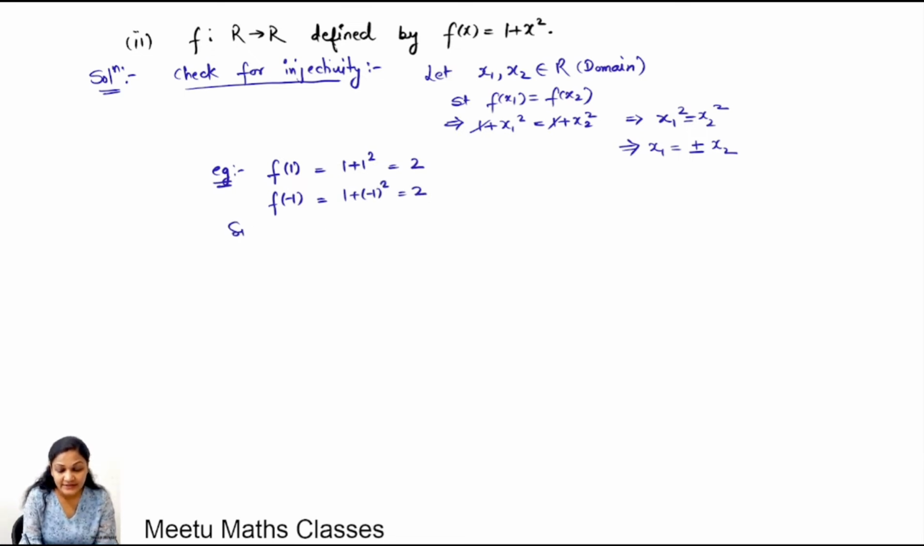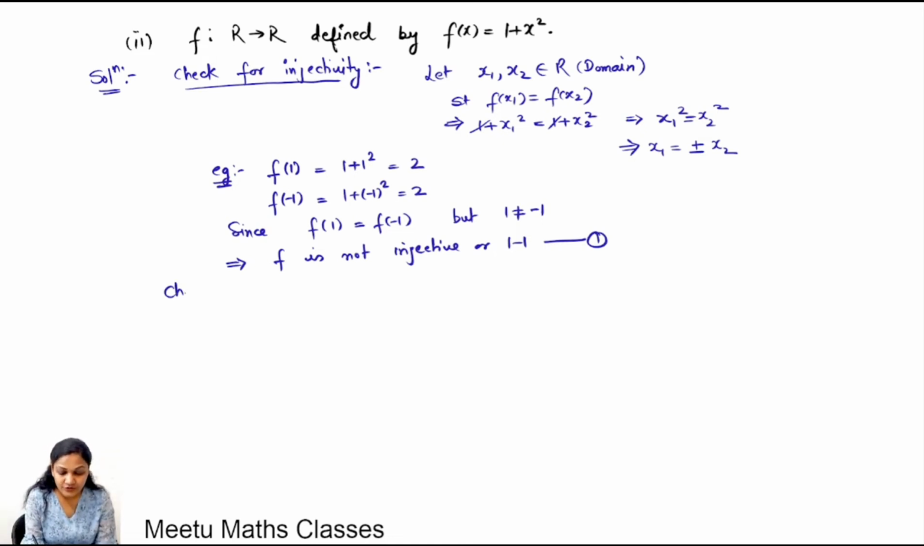And since we get two elements whose images are equal, but the elements are not equal, f is not injective, or one-one.